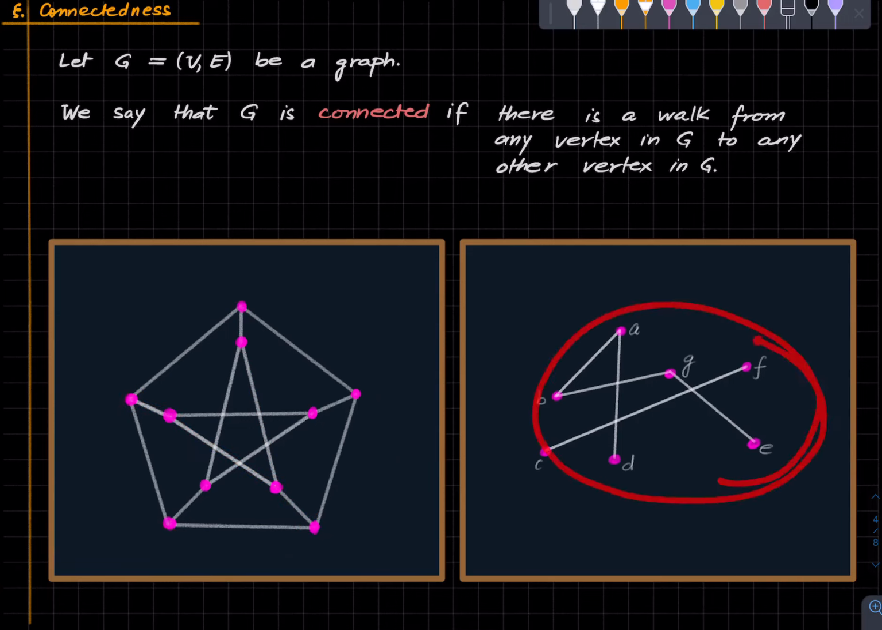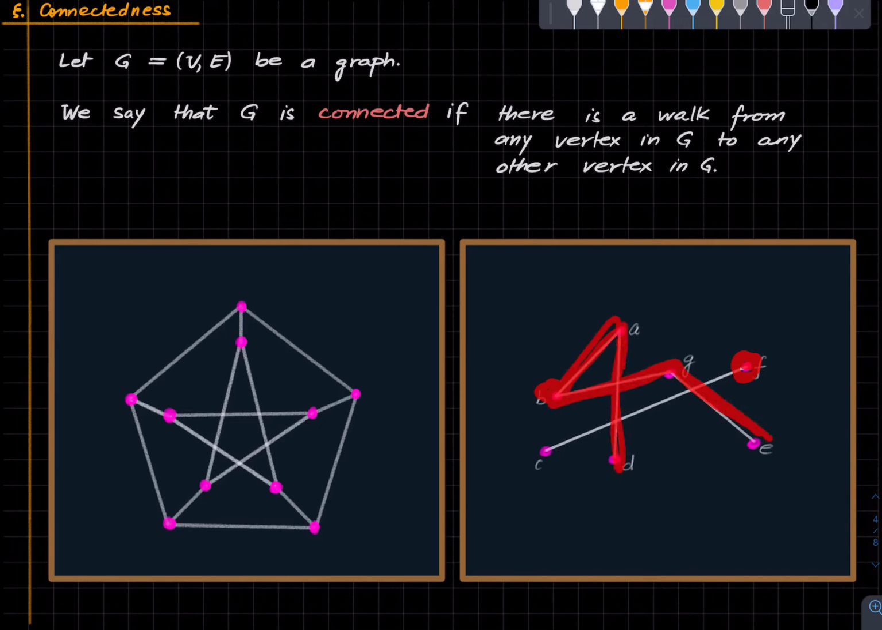While this is not a connected graph, because if you pick this vertex and that vertex, there is no way to go from B to F using a walk. You're always trapped inside this region, no matter what you do. And these two vertices you can never touch if you start at B. So this is not a connected graph, while this was a connected graph. Okay.